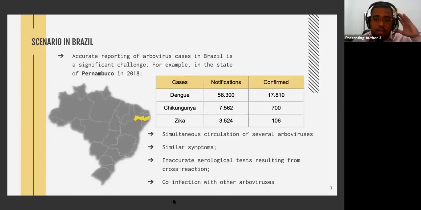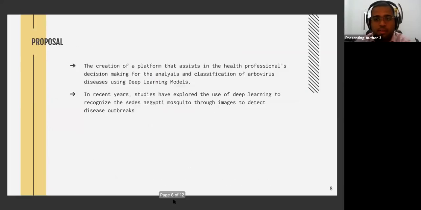So, analyzing this problem, the following proposal was defined: the creation of a platform that assists health professionals in decision making for the analysis and classification of arbovirus disease using deep learning models.